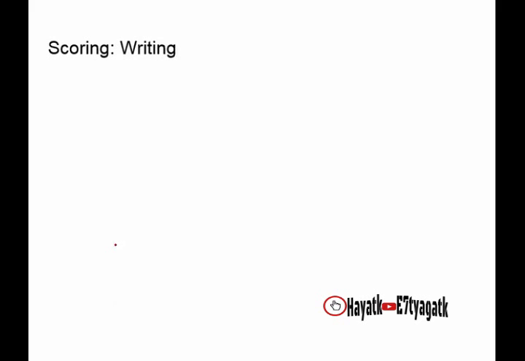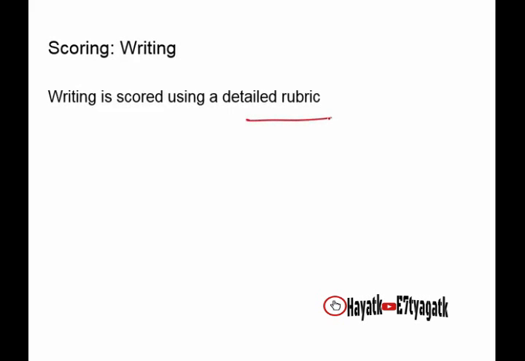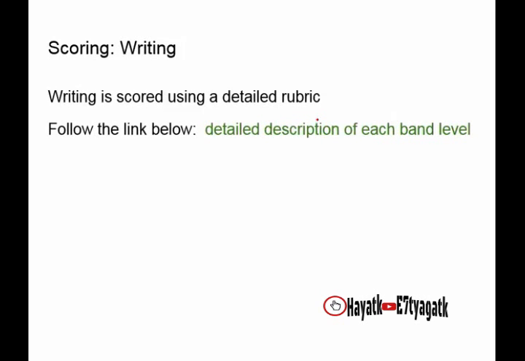Writing is a little different and a little more complex. Writing is scored using what's called a rubric. A rubric uses different categories to analyze your writing, and each category has things that they're looking for. Did you do this well or did you not do this well? If you didn't, they're going to move your score in that category down. And if you did do it well, they're going to move your score in that category up.